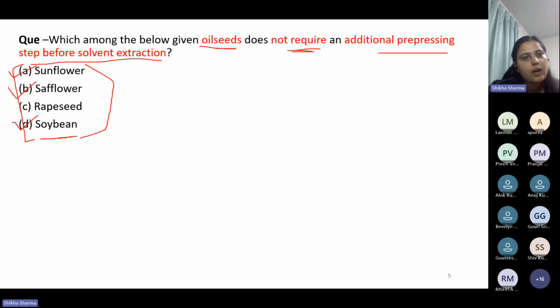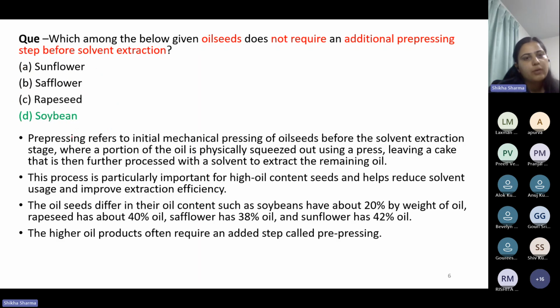So the answer is D, soybean. Pre-pressing refers to the initial mechanical pressing of oil seeds before we go for the solvent extraction stage. Here some portion of the oil is physically squeezed out using a press, leaving a cake. Then that cake is further processed with a solvent to extract the remaining oil.